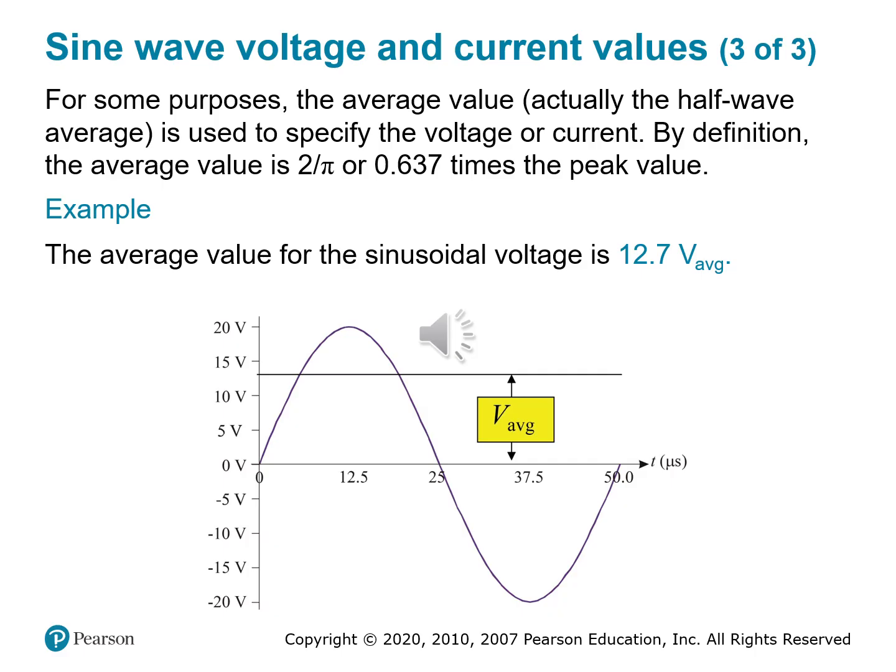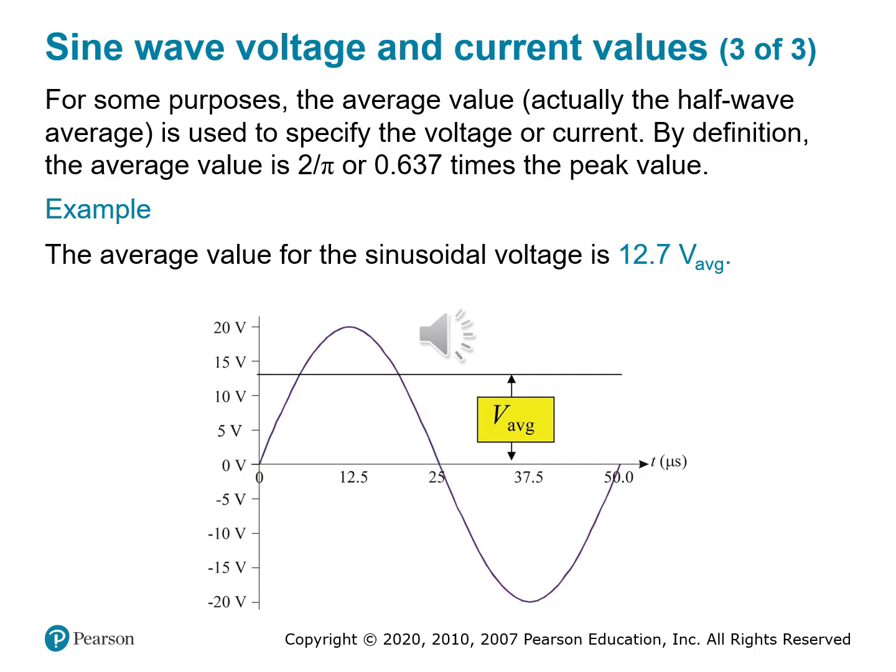But there's a little twist. When we say average, we really mean the average of just the positive half of the cycle, also known as the half wave average. That's because over a full cycle, a pure sine wave averages out to 0. You have positive and negative halves, and each of them cancel out. So when engineers refer to the average, they typically mean the average value above the 0 line.